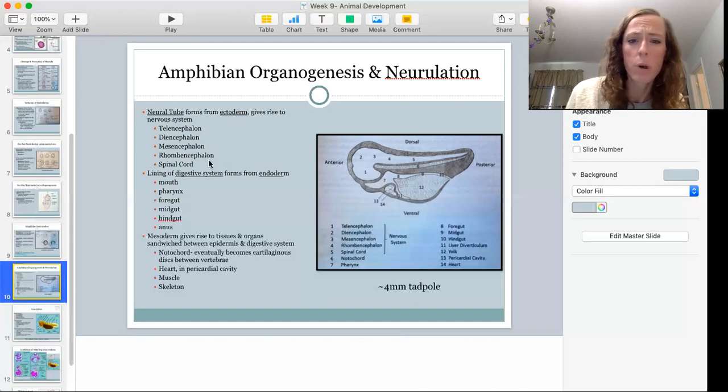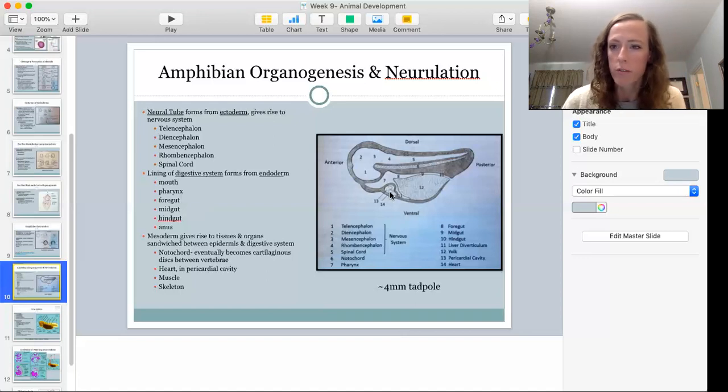Okay, so I always recommend looking for the nervous system tissues first and that notochord, and then looking for the structures of the digestive system. You can identify a lot of anatomy just by looking for the nervous system and the digestive system. And then lastly, you want to look for other tissues and organs that are going to be sandwiched in between or most ventral.